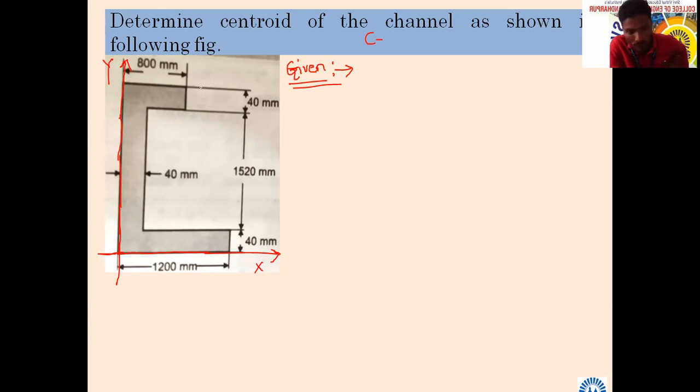Now, in how many subparts is it possible to divide this object? Three. This will be 1, this will be second, and this will be third. We can divide this into 1, 2, 3, and proceed. So rectangle 1.